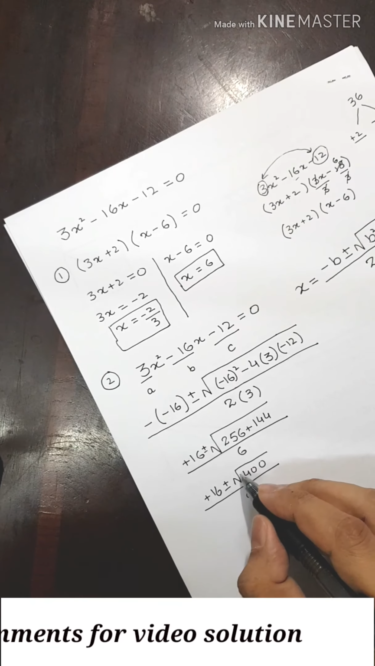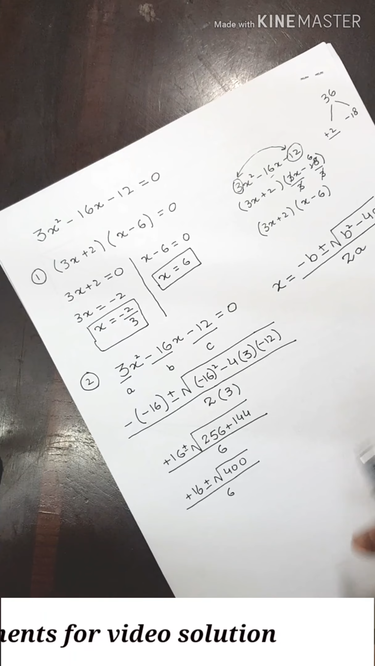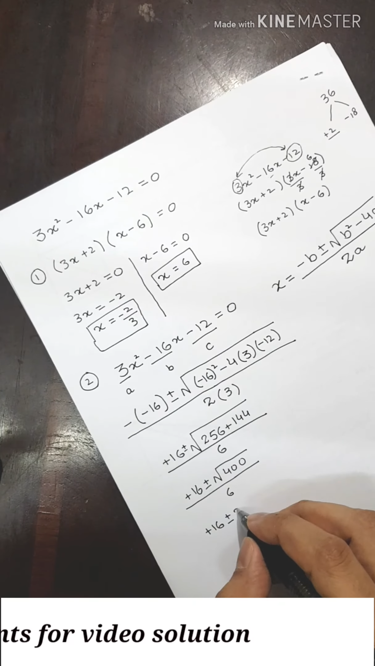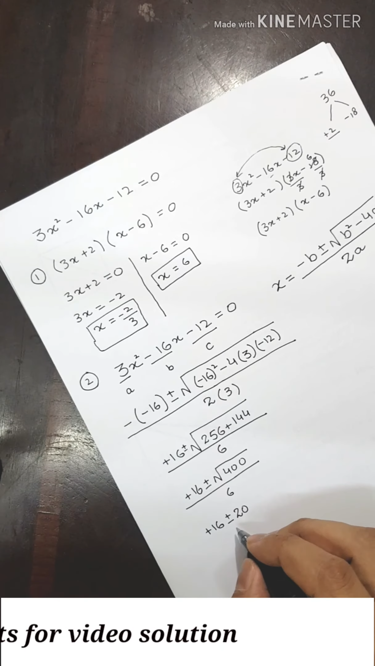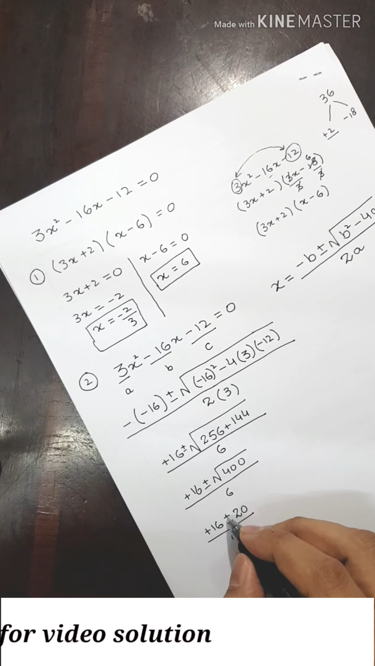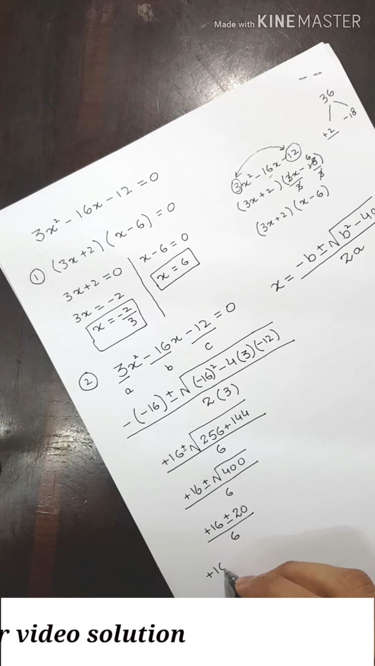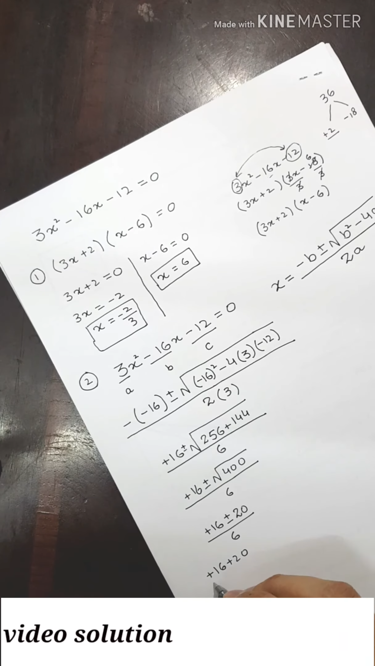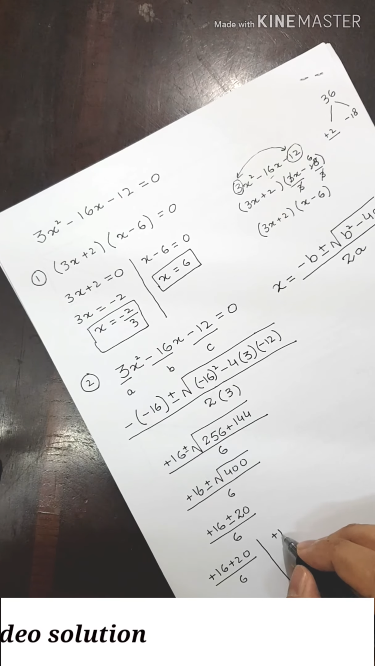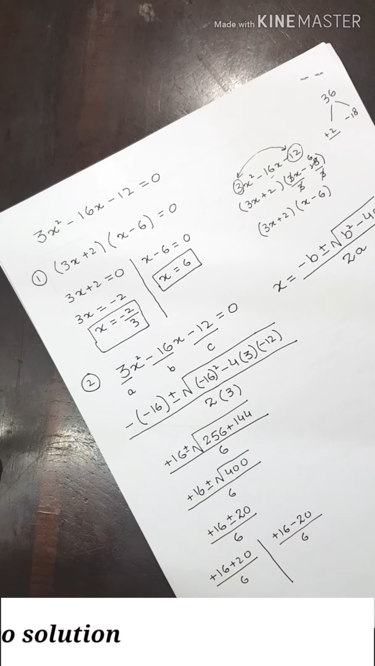You can find the square root of 400 with the help of a calculator, it will become 20. So here it becomes 16 plus minus 20 over 6. Now again, because of this plus minus sign, you will make two equations: first, 16 plus 20 upon 6, second, 16 minus 20 upon 6.